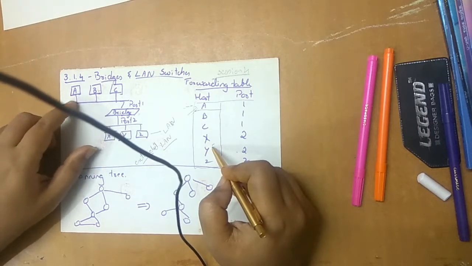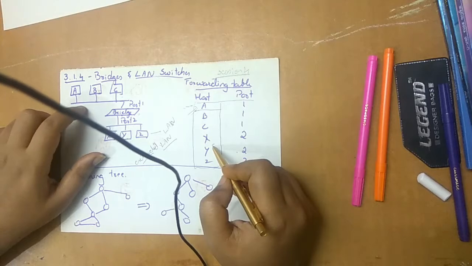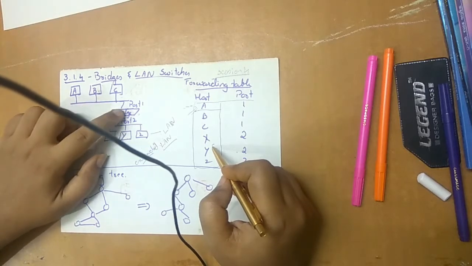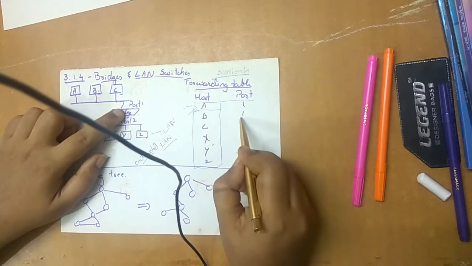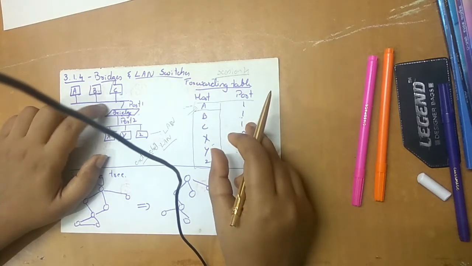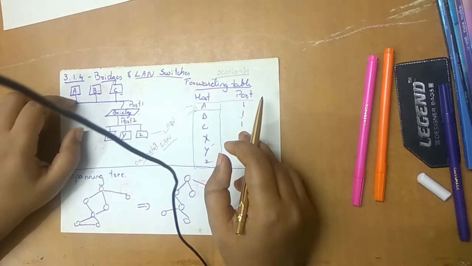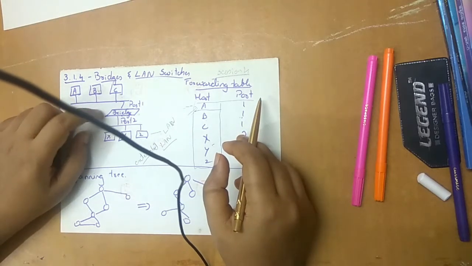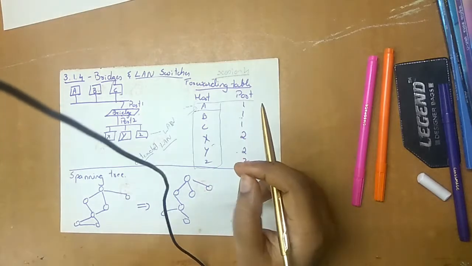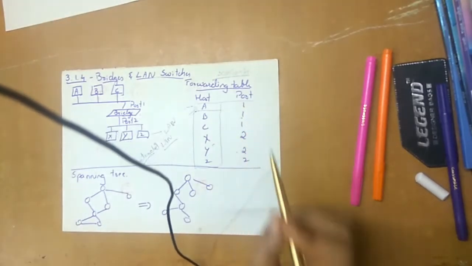Suppose A wants to send a message to B within the same Ethernet, then A comes here to forward to B, which port does it have to follow? Port 1 itself. So it will be given back like this. It will avoid going further when sending a message from A to B, B to C. This is the forwarding table that will be maintained in the bridge.